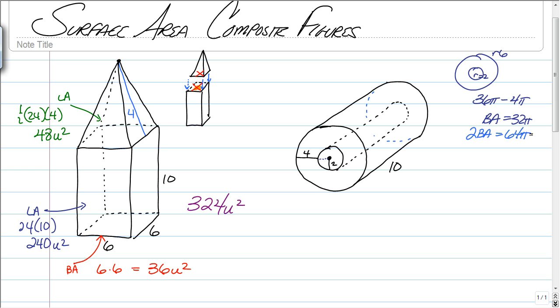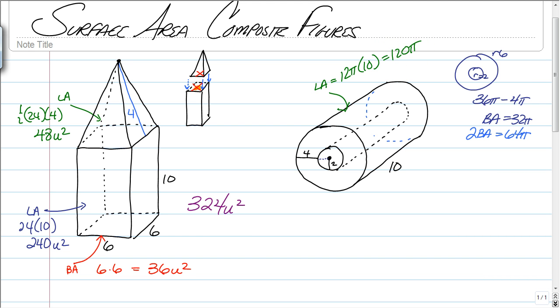But now here's the tricky part. Remember, when you're working with surface area, you want to imagine that you're painting. So you actually have an exterior cylinder. So we need to find the lateral area of that cylinder, which is the circumference of the circle. If it has a radius of 6, the diameter is 12, so 12 pi times the height of the cylinder, which is 10, for a grand total of 120 pi.